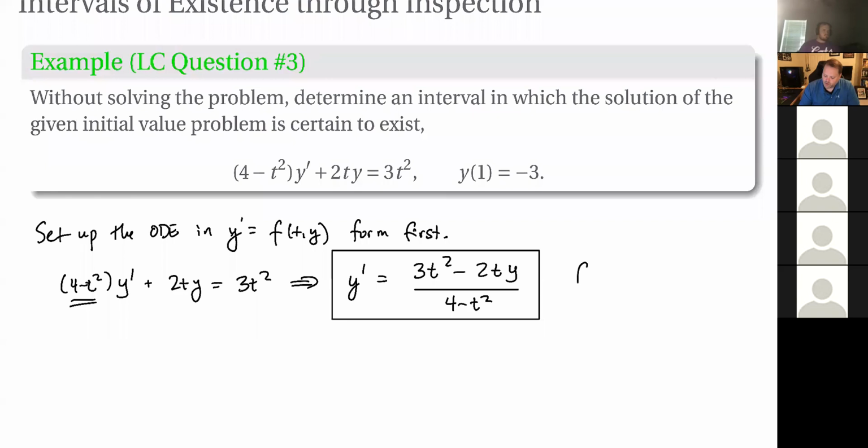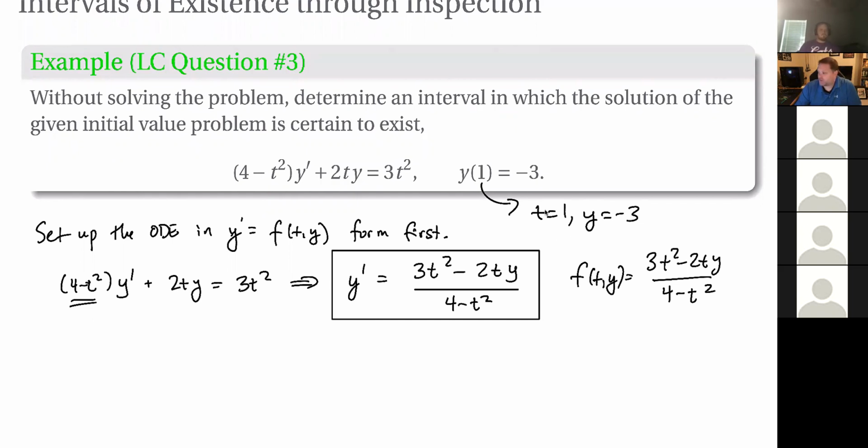And when it's in this form, f of t comma y is this function on the right-hand side. So for the purposes of applying the theorem, that's the function I'm thinking about. I know we're starting at the point t equal to 1, y equal to -3. So can I get started? Well, yeah, if I plug in t equal to 1, y equal to -3, I get a number, right?